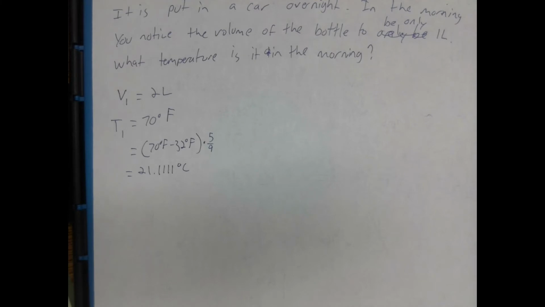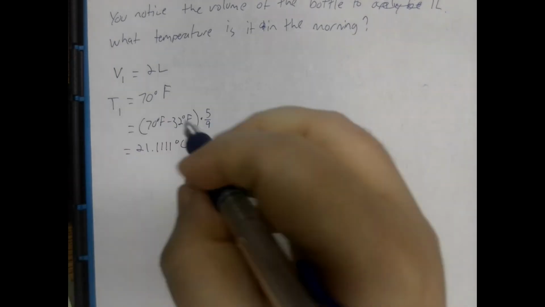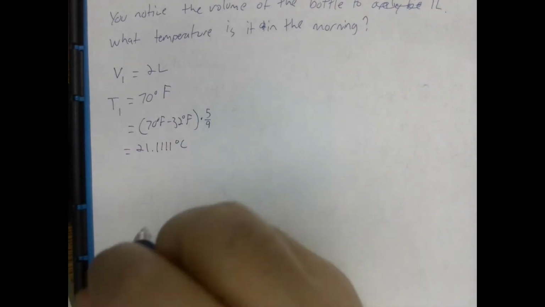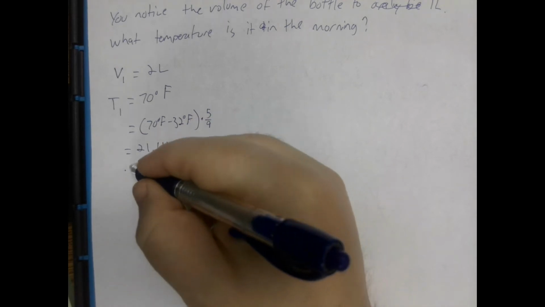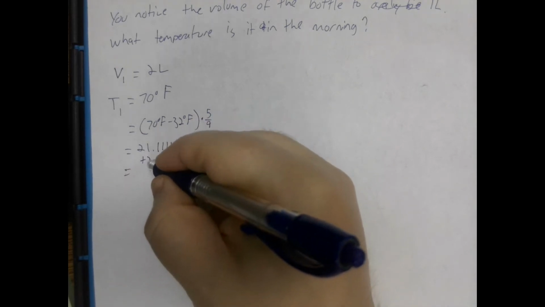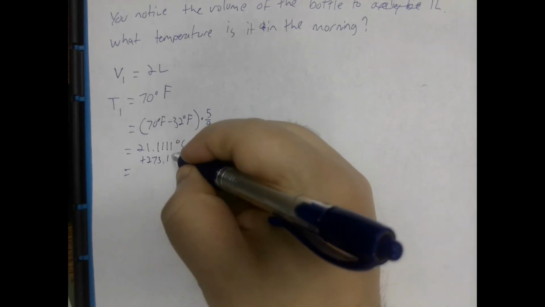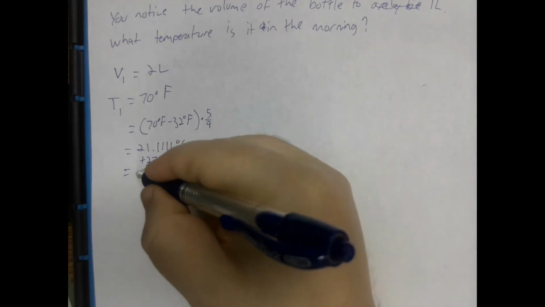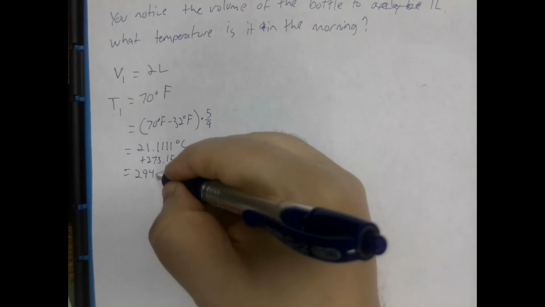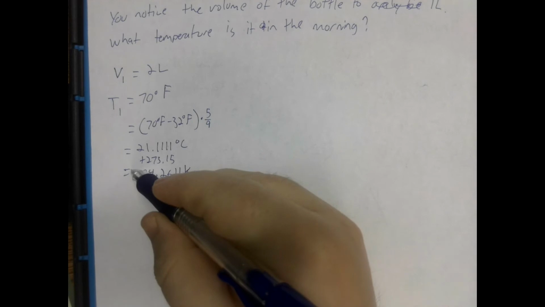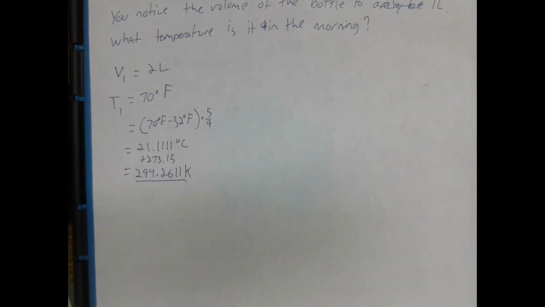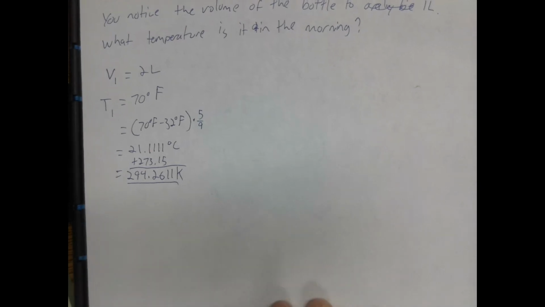So to convert between Fahrenheit and Celsius, you minus 32 and multiply it by 5 ninths. Or take 5 ninths, whatever order, doesn't matter. But you have to subtract the 32 first. Then to go from degrees Celsius to Kelvin, we're going to add 273.15. And that gives us 294.2611 Kelvin. So this is the temperature we'll use. And your intuition was right, it would just be half.